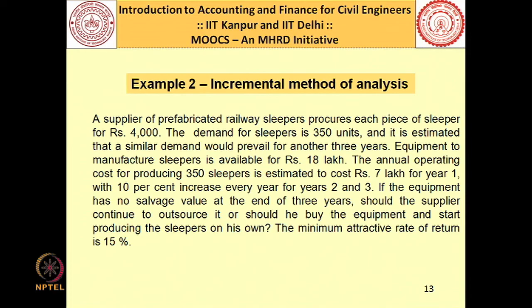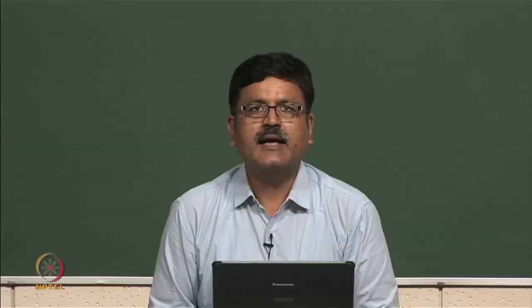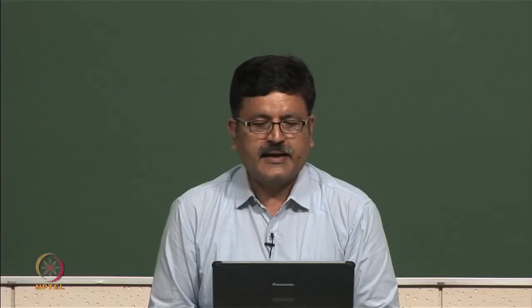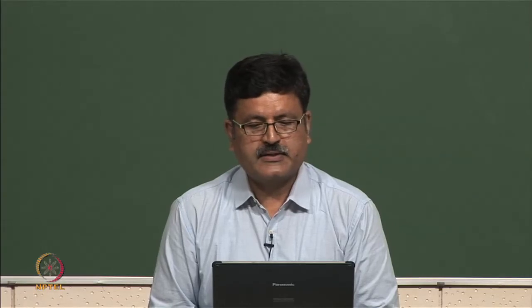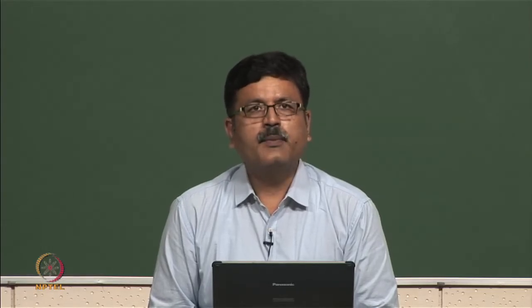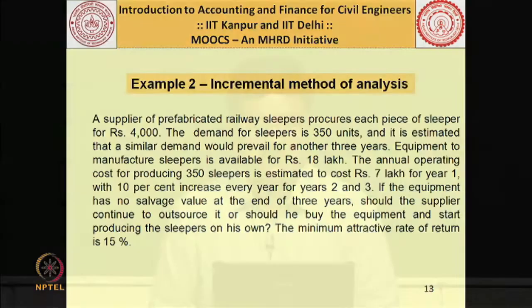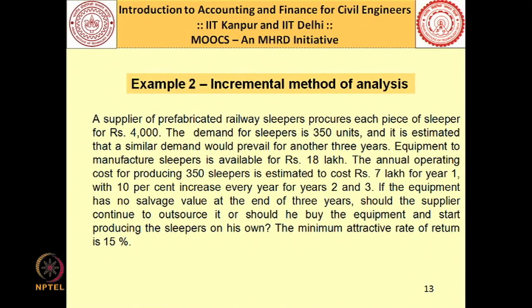The annual operating cost for producing these 350 sleepers is estimated to cost rupees 7 lakh for the first year, and every year you find that there is a 10% increase for years 2 and 3. Now, if the equipment does not have any salvage value at the end of 3 years, the question is, should the supplier continue to outsource it, or should he buy the equipment and start producing the sleepers on his own? The minimum attractive rate of return here is 15%.